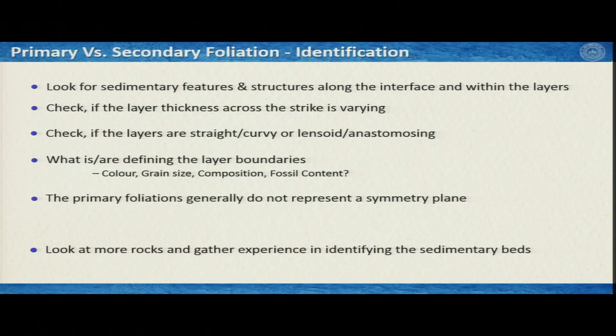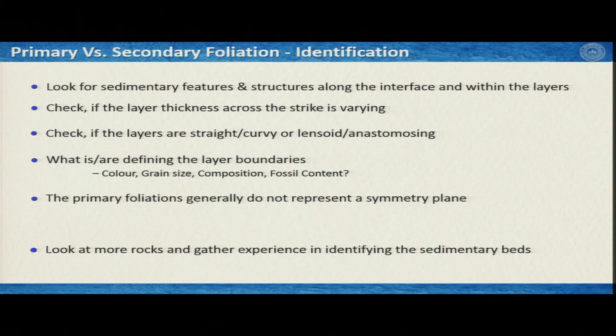If we have to find sedimentary foliations or primary foliations, then look for sedimentary features that are generally present at the interface of the layers. Say, for example, you can figure out load clasts, some sort of convolute laminations, or cross laminations or cross beddings and so on. All these things define that you have primary foliations present there.